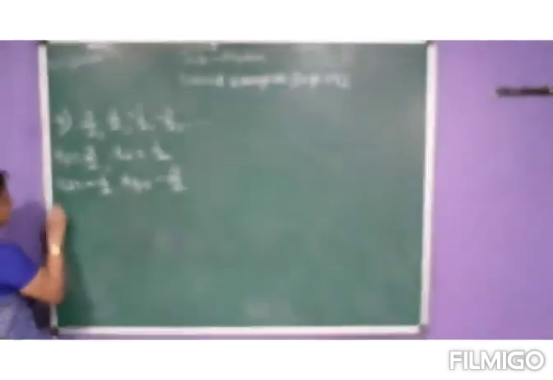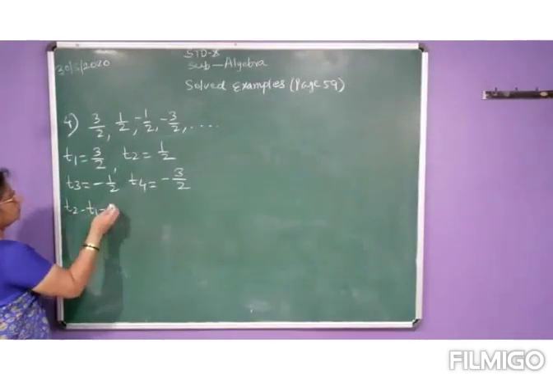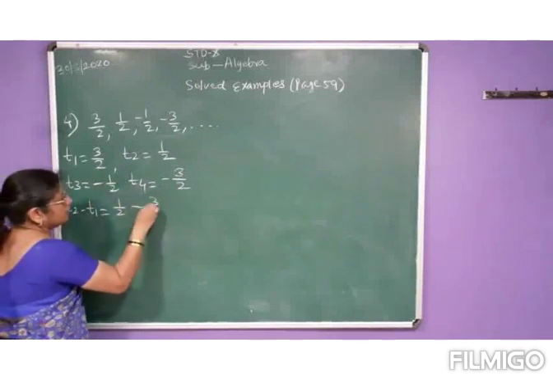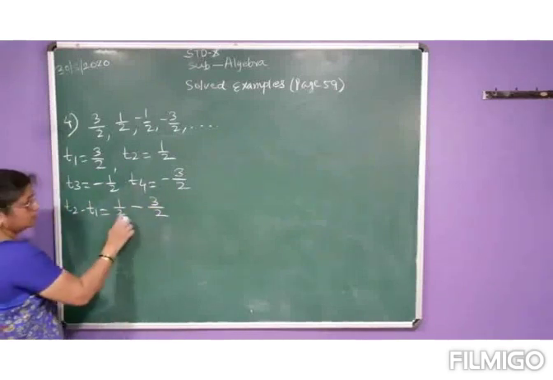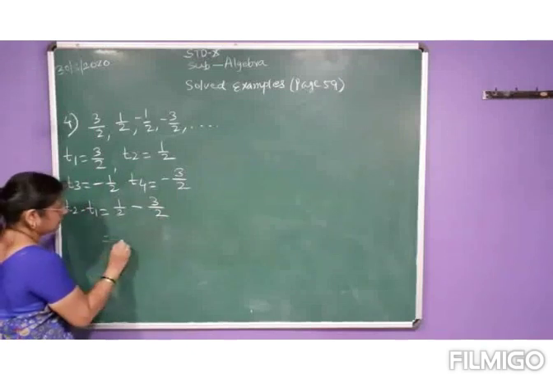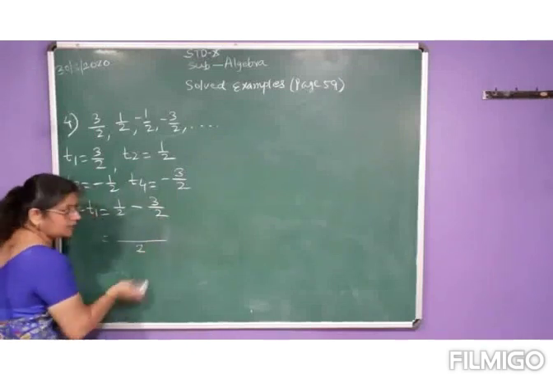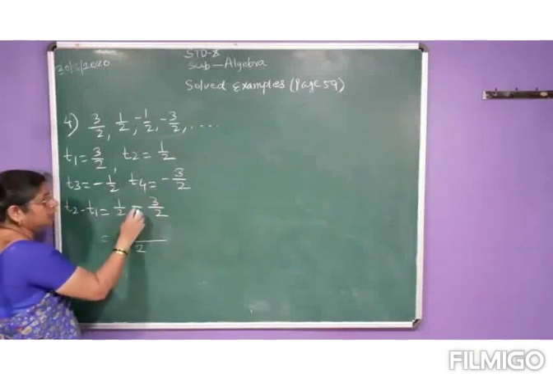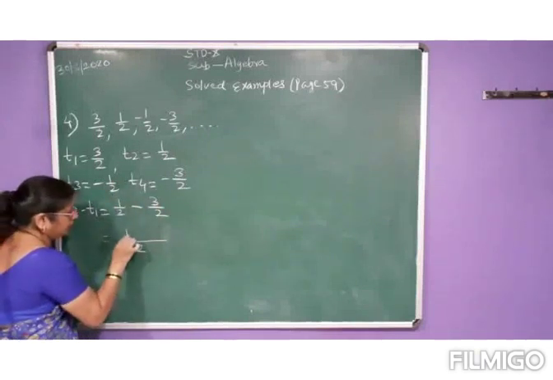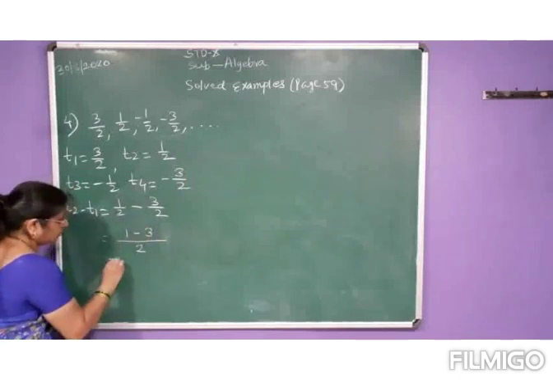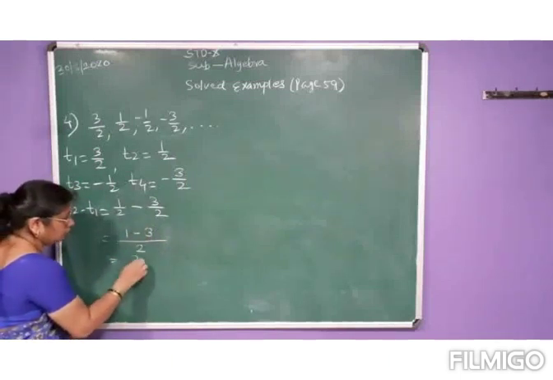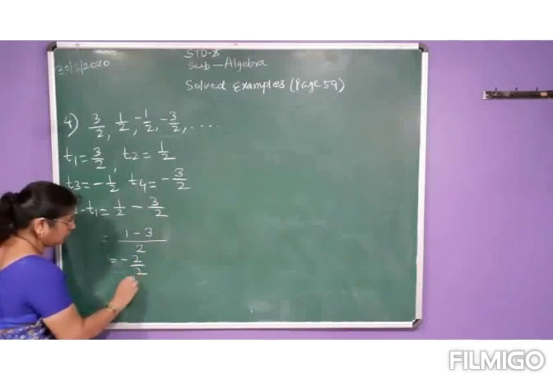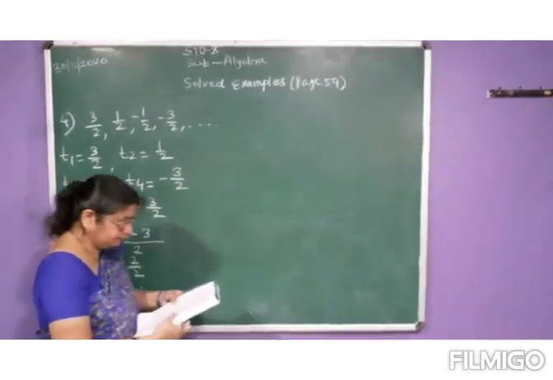Now we will see here T2 minus T1. Now here T2 is half minus T1 is 3 upon 2. Now see here the denominator is same. So I will write over here as 2. Now I can subtract or add the numerator according to the sign in between. So 1 minus 3. So 1 minus 3 is 2, but I will give the bigger number sign. So minus 2 upon 2, that is minus 1.